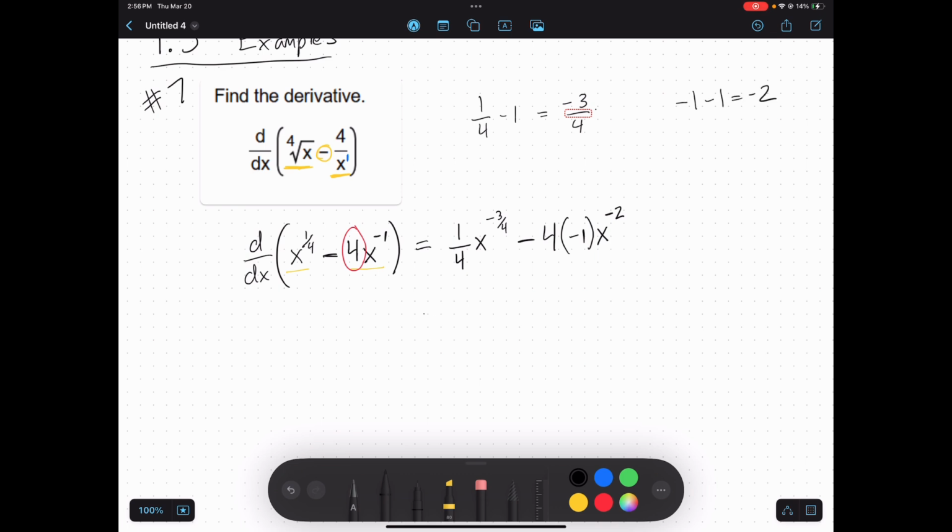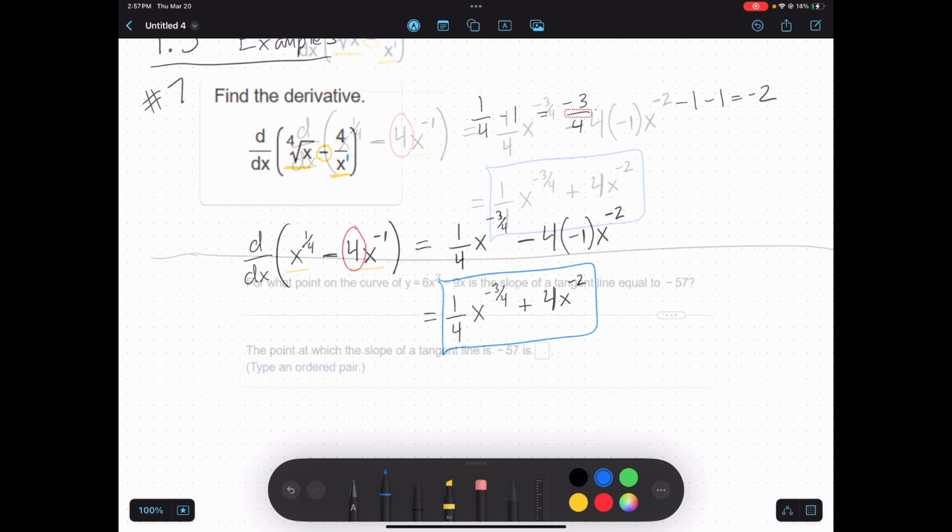Very nice. So now I can clean this up a little bit, and I get 1/4 x to the negative 3/4. And then since I'm subtracting a number that's going to be negative, I can go ahead and change that to a positive. Because what's negative 4 times negative 1? Just a positive 4. So I get 4 times x to the negative 2. Now, I could keep going. Since I have negative exponents, I can move these to the denominator, but I don't have to. I can go ahead and just plug this in for my answer into Pearson, and it'll accept it.